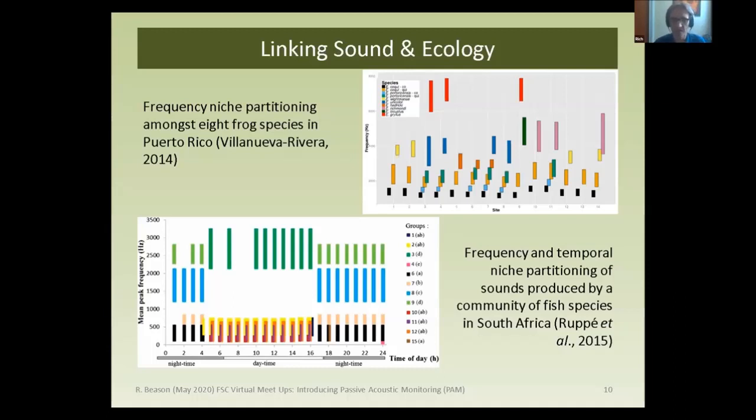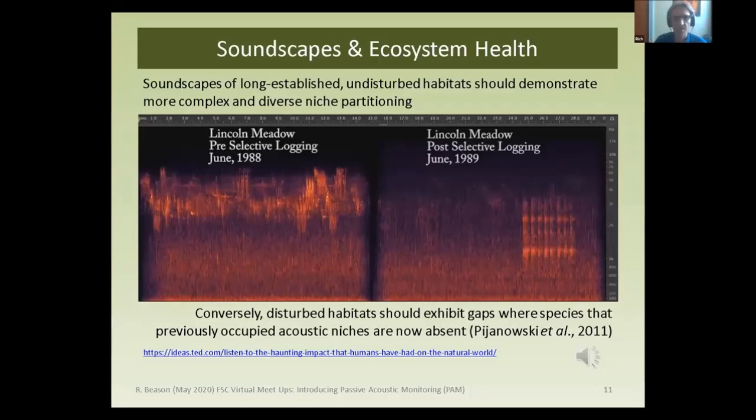Okay, so that's great, but why is it any use? Well, following on from that, the idea is that longer established undisturbed habitats should demonstrate more complex and diverse niche partitioning, whereas disturbed habitats should exhibit gaps where species that occupied these acoustic niches have disappeared, gone extinct, or moved away, and potentially you could also highlight the presence of invasive species in there if you recorded them.